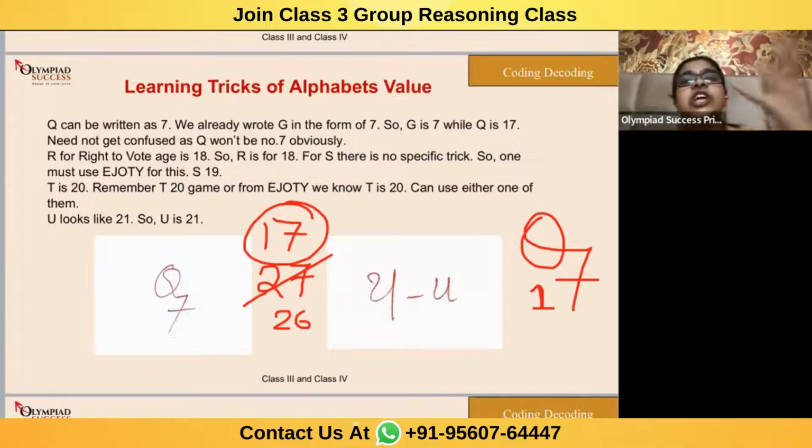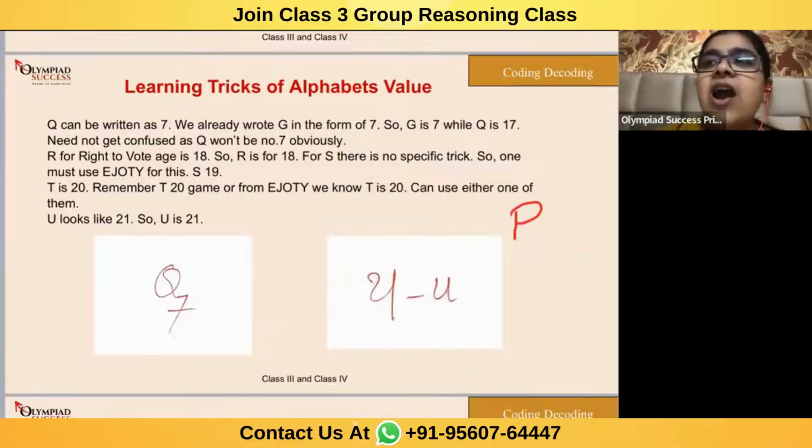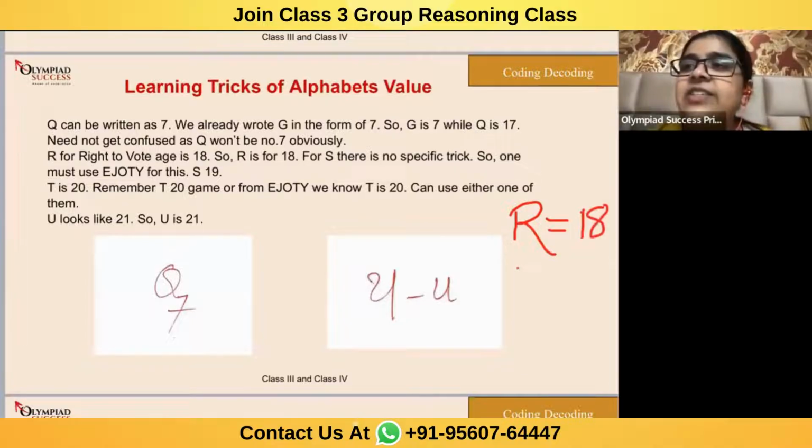Now what comes just after Q in ABCD? Yes, Krishan. So 17 plus 1? Correct, Harned. Athar, Amoka, correct. 17 plus 1 is 18. So you can remember R stands for 18, or else the right to give vote in our country is at 18 years. So R is 18. You can remember it like that also.